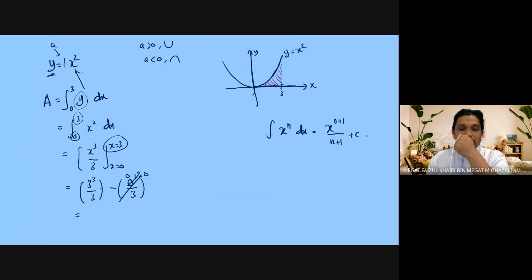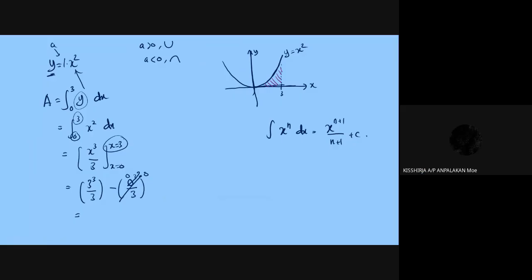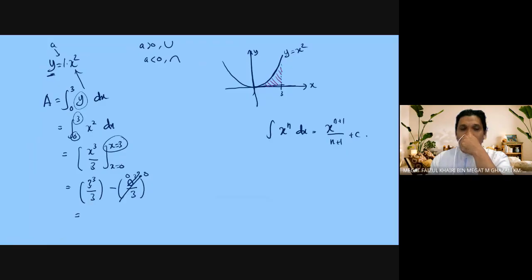So then 3 cubed is 27, divided by 3 is 9. 9 centimeter square. Okay, or it might be unit square, because we do not know what the unit is, centimeter or meter. We choose unit square. So this is the area between the function, or the graph, and the x-axis from x equal to 0 until x equal to 3.